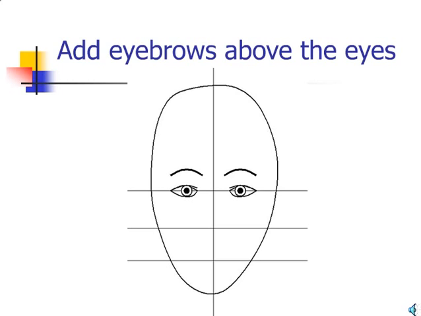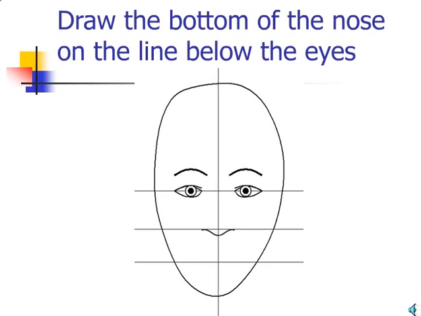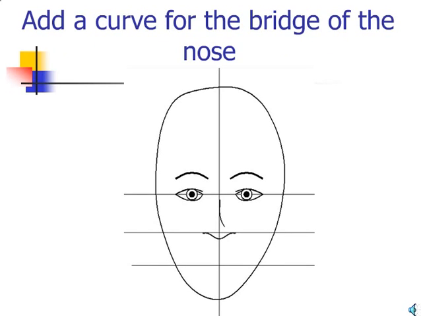Add the eyebrows. These should be drawn directly above the eyes. The bottom of the nose should be drawn at the next horizontal line. Adding a curve will help define the bridge of the nose. You could even draw a curve for each side of the nose. That's up to you.